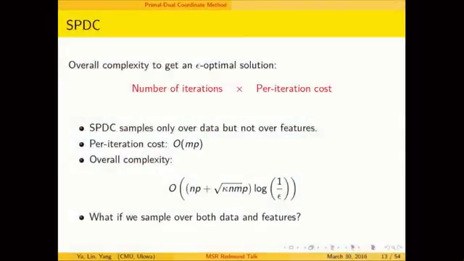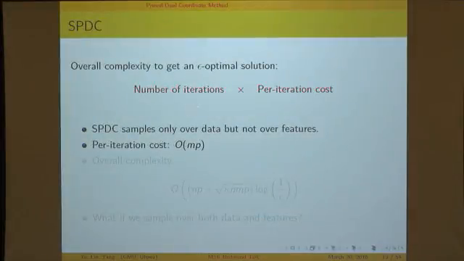And the overall complexity of SPDC is nothing but the number of iterations times the per iteration cost. Since their per iteration cost is mp, where m is the number of samples from the data and p is the dimension of the data, due to the inner product, the overall complexity would look like this.